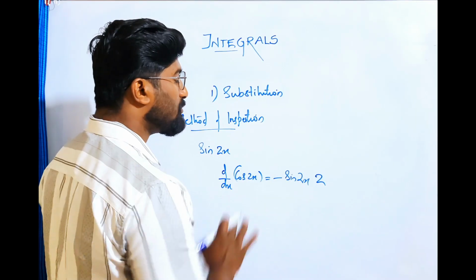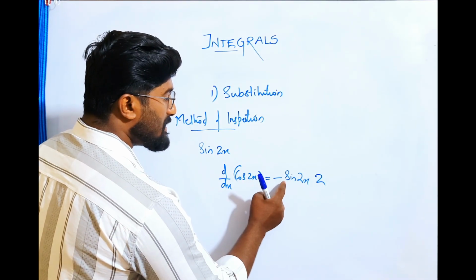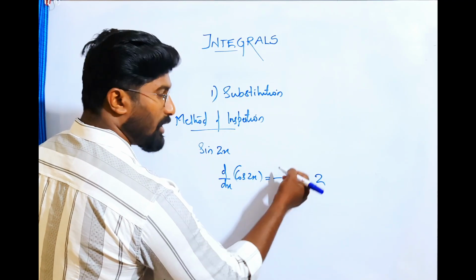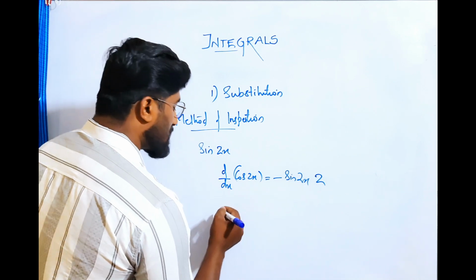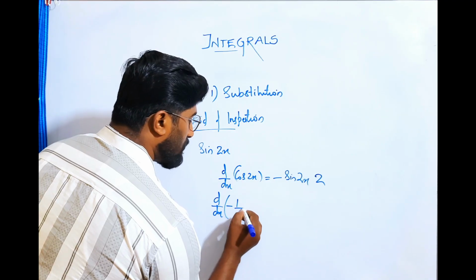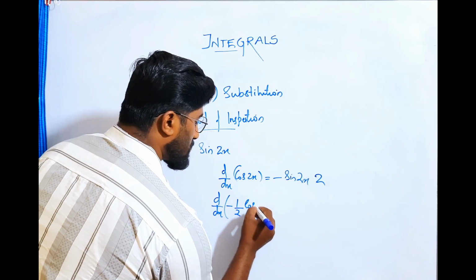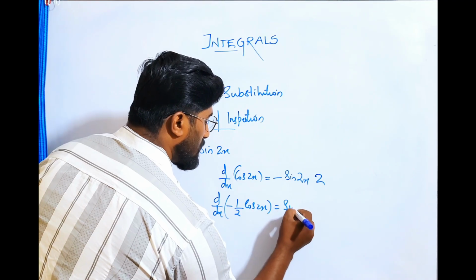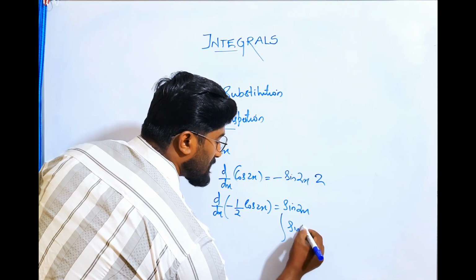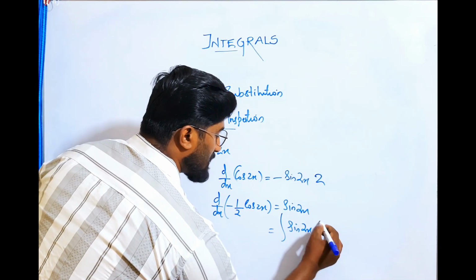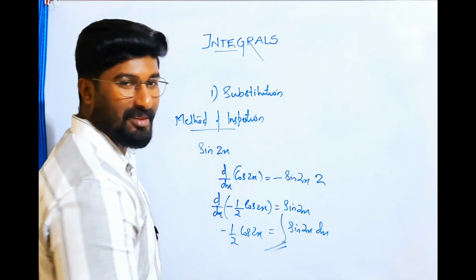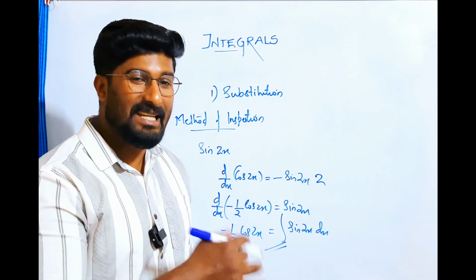Now check what we need to find here. We have to find the integral of sin 2x. That is very easy to find. Just transpose everything except sin 2x: the minus and 2 we can transpose. So it's going to be d/dx of (−1/2 cos 2x) equal to sin 2x. Which means the integral of sin 2x dx is equal to −1/2 cos 2x. So this method is called the inspection method.